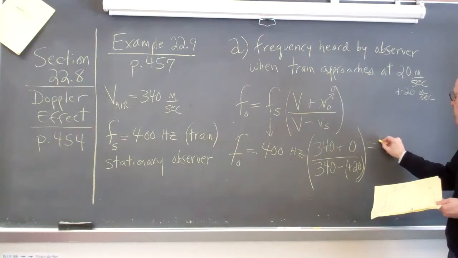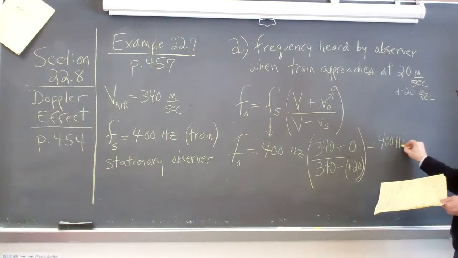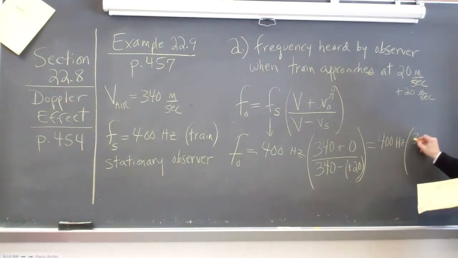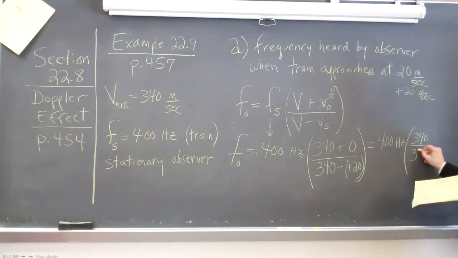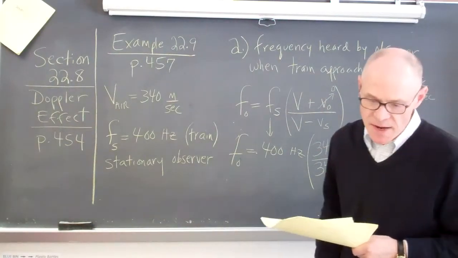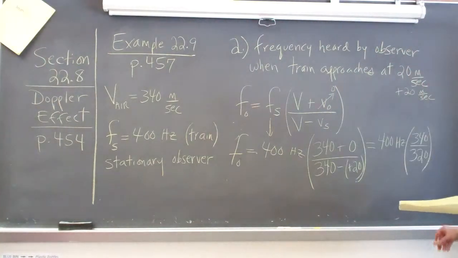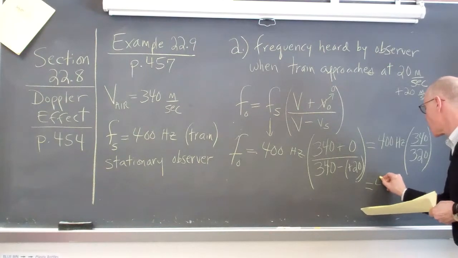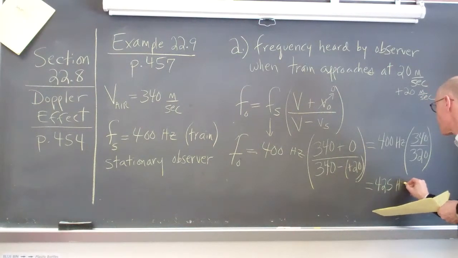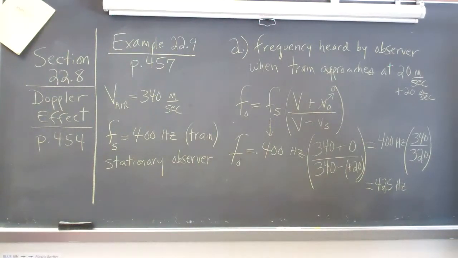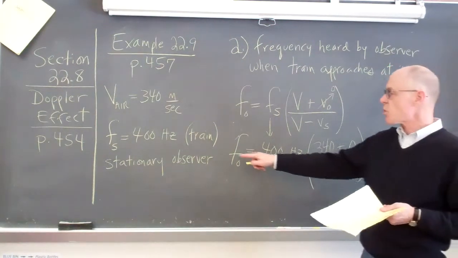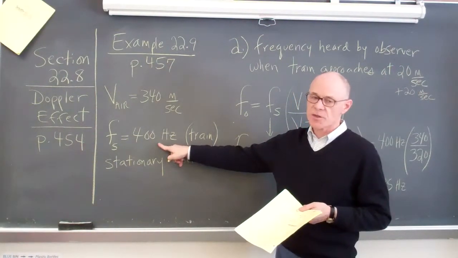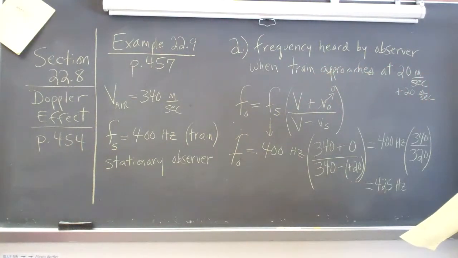So then you end up with the 400 hertz times 340 divided by 320. And you can see in the text that results in 425 hertz, which is the frequency heard by the observer, even though as the train's approaching, the source of the sound continues to be 400 hertz. This is just the frequency that the observer hears because of the approaching situation.